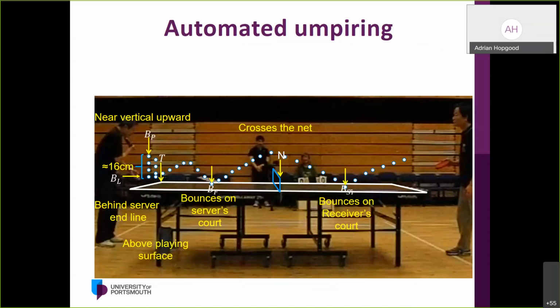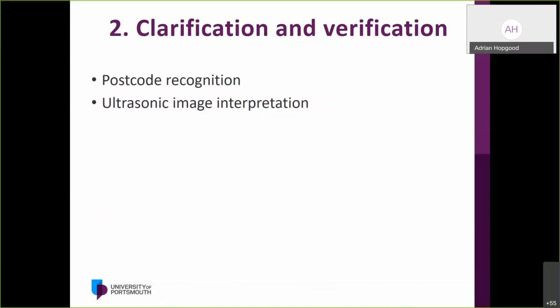I'm going to move on now to talk about my second justification for hybrids, which I've called clarification and verification. And I'm going to start by revisiting something I showed you earlier with the neural networks and postcode recognition, because I only gave you half the story there when we were looking at the neural networks, and I'm also going to look at ultrasonic image interpretation.